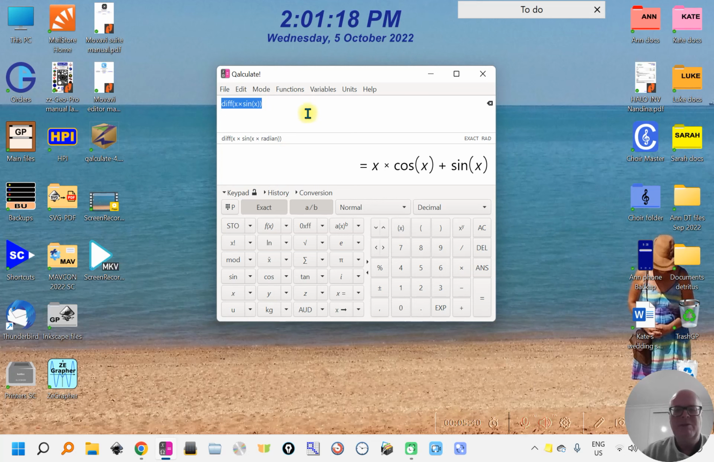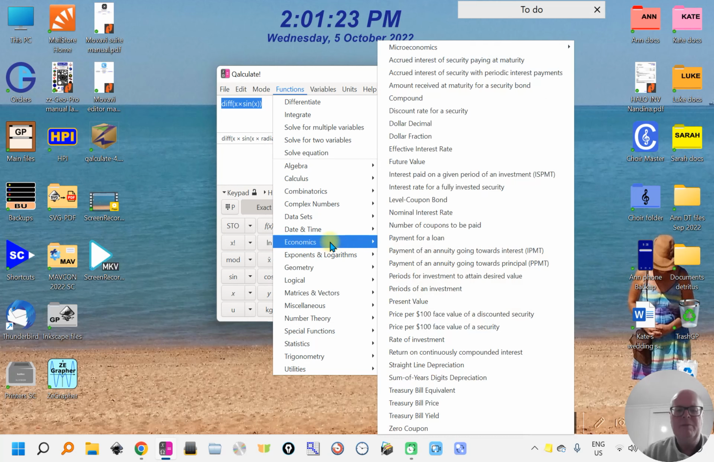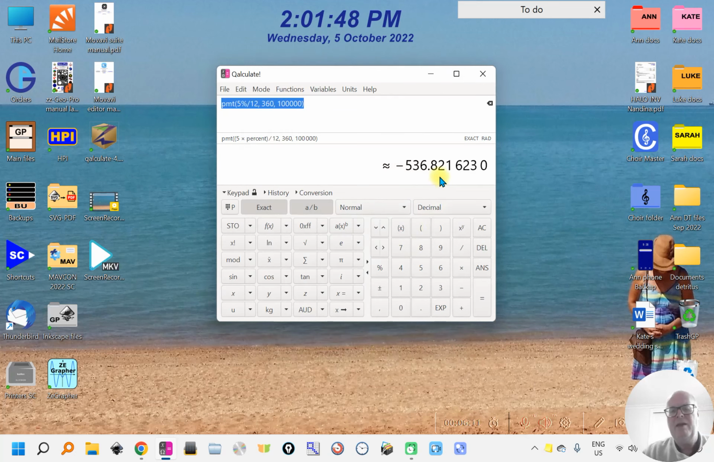Okay, what else? Look, there's a whole lot of stuff under functions. Economics, you can work out payment for a loan. I'll put that in there. If the interest rate was 5%, but divided by 12 if you've got monthly payments, say 30 years would be 360 months. If it was a $100,000 loan and you want to pay it off to get to zero, you can calculate, and it'd be $536.82 a month. There's quite a number of powerful equations, functions in here.